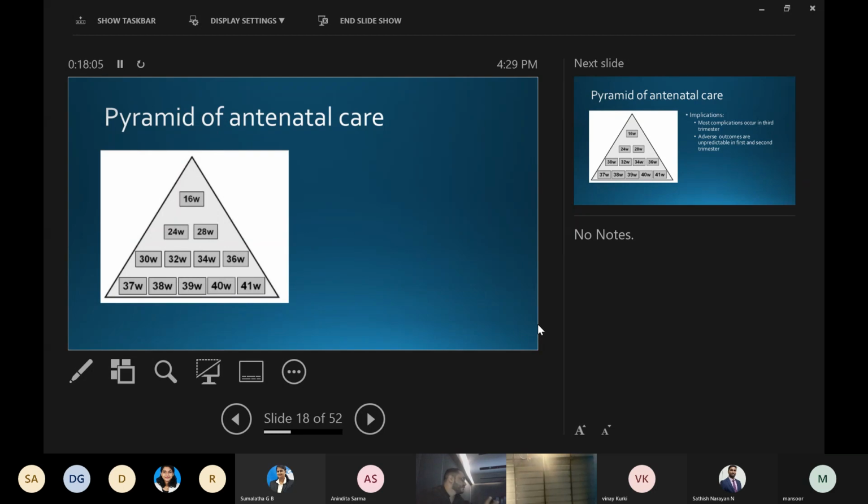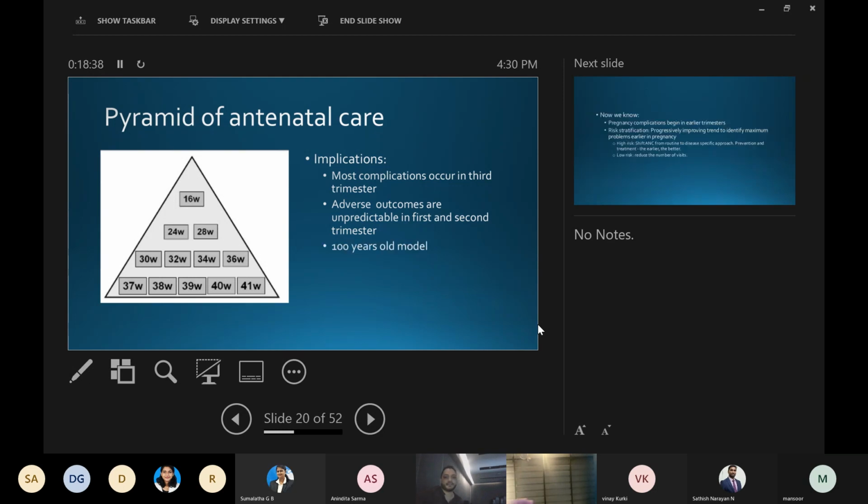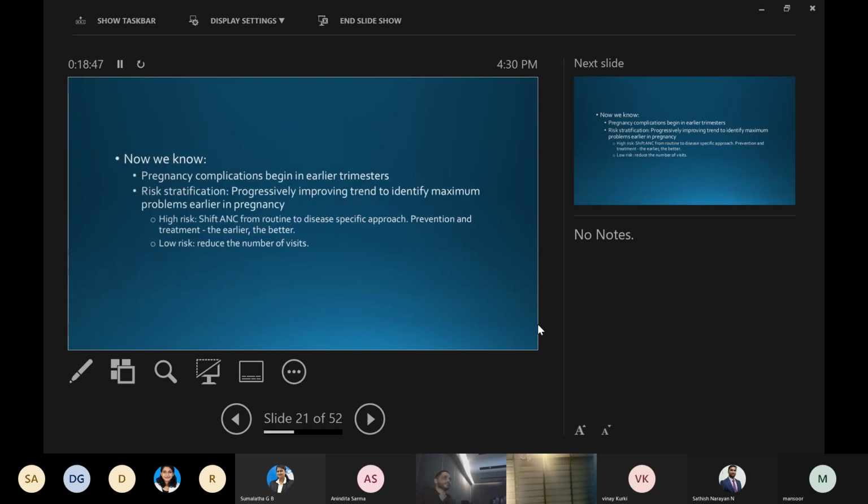So what do we understand from this type of model? This kind of schedule for antenatal scans implies two things. One, most complications occur in third trimester. Another thing it can mean is that the adverse outcomes of pregnancy cannot be predicted in early trimesters. That is why you can see all the scans are piled up towards the end of the pregnancy and the first scan is only at 16th week. And this model is 100 years old. This model was described 100 years ago and was followed for a long time.